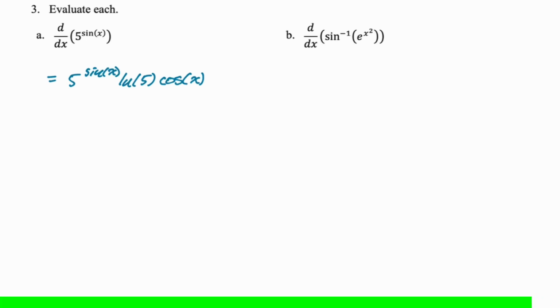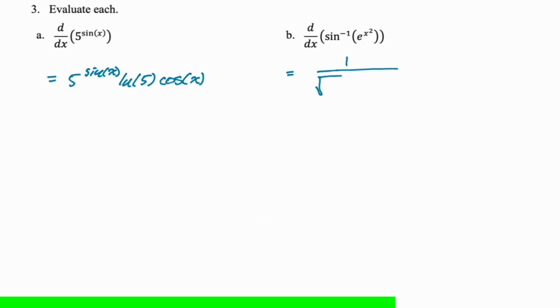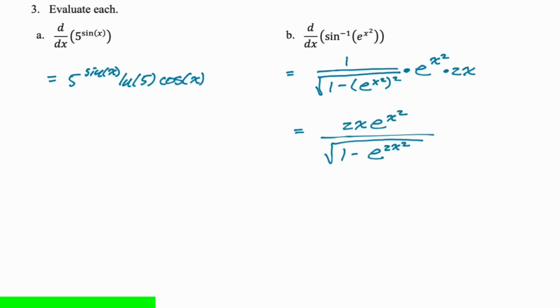The derivative of arc sine of e to the x squared. The derivative of arc sine of u is 1 over the square root of 1 minus u squared, du dx. So this will be 1 over the square root of 1 minus u squared, so (e to the x squared) squared, and then times the derivative of e to the x squared, which is e to the x squared times the derivative of x squared, 2x. Okay. I'm just going to rewrite, there's nothing special, but 2x e to the x squared over the square root of 1 minus e to the 2x squared.